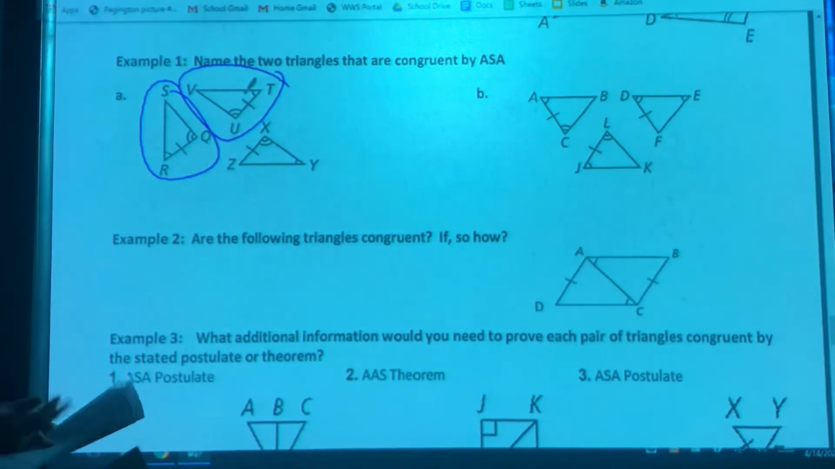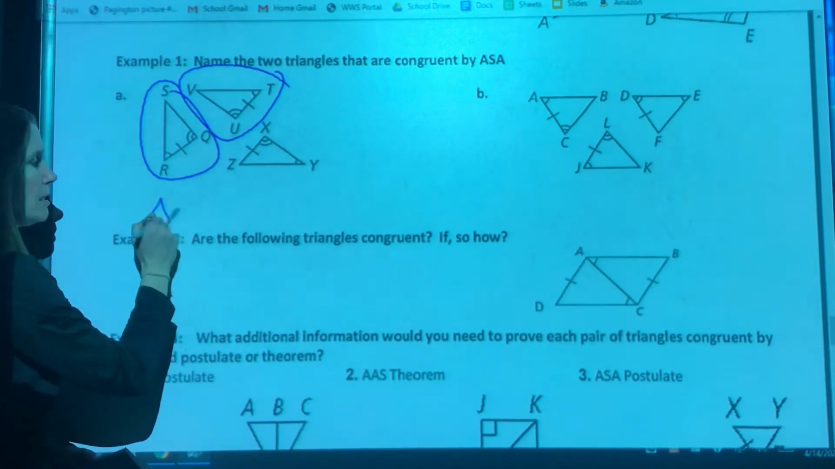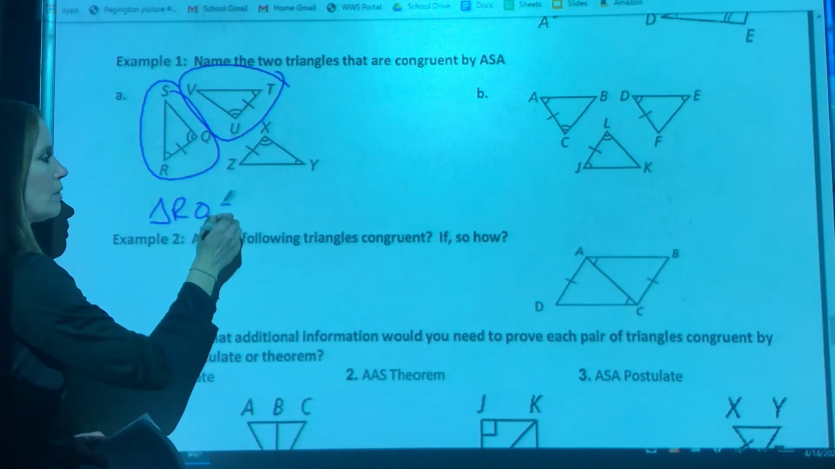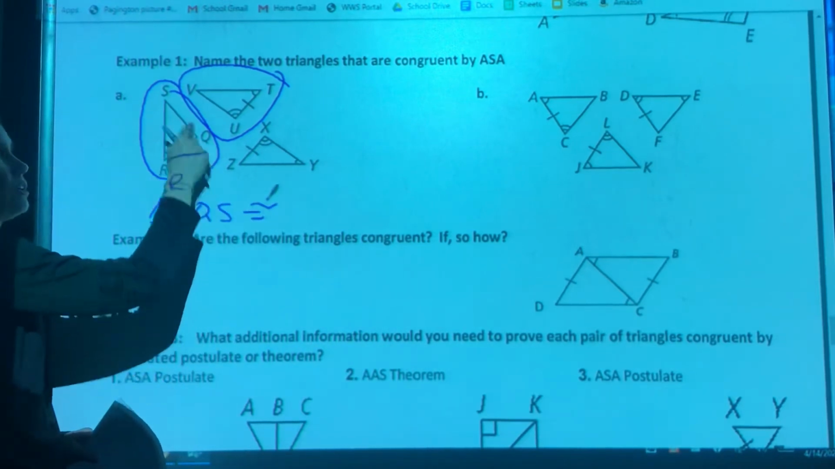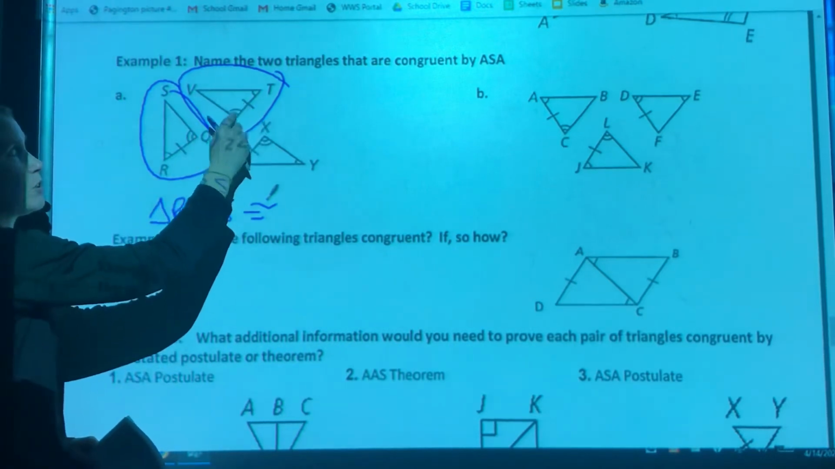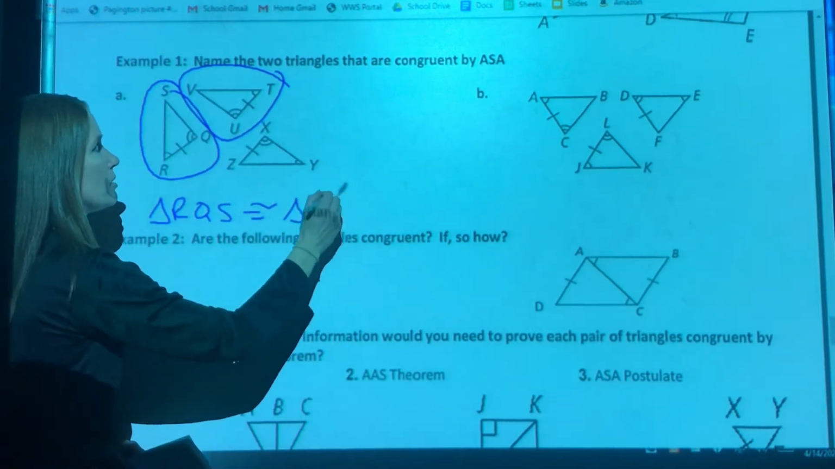And when they say to name it, I can name it with a congruent statement. So again, it doesn't matter how I name the first one. If I just go RQS, so RQS, one mark, two mark, no mark, I can follow the same pattern over here. One mark, two mark, no mark. So triangle TUB.